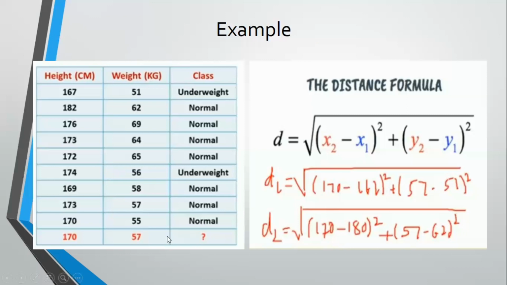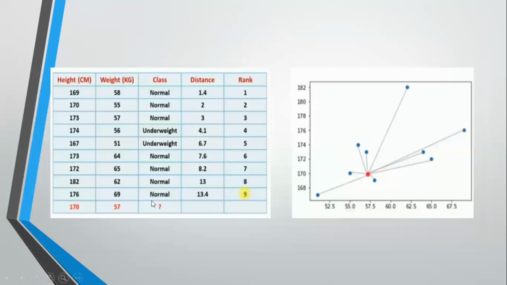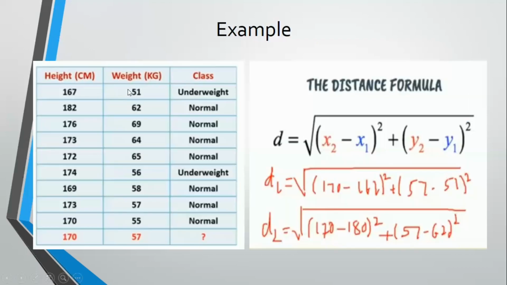What is our first step? The first step is to fix the value of k. Let us consider k as 3. And the second step is to find the distance between this data point and all our data set values. The formula we are using here is the Euclidean distance formula.